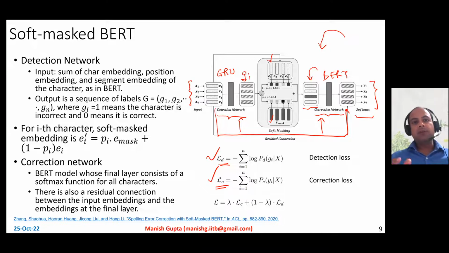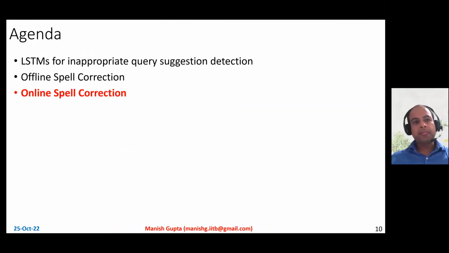So overall, the soft masked BERT gives really good results in terms of correcting any characters that might have been incorrectly typed by the user, and thus helps in better spell correction in an offline manner. Now, these spell corrected suggestions can be indexed into the trie, and then can be used for the most popular completion baseline for autocomplete systems. Okay, so all of that is good.